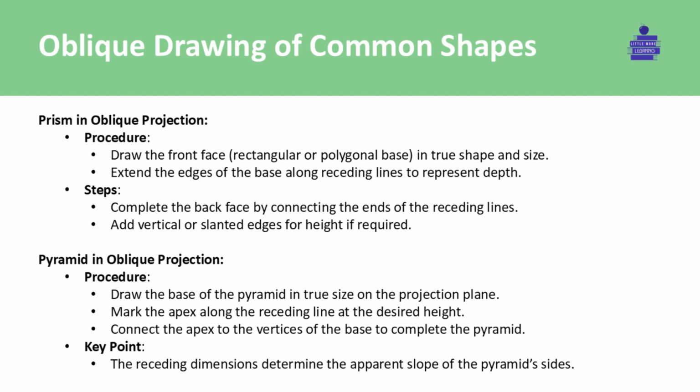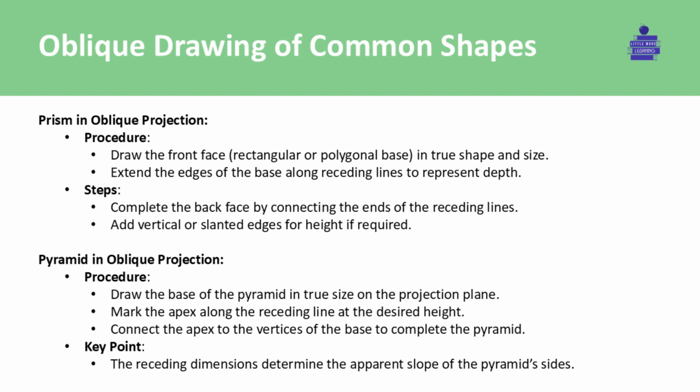Moving on to prisms and pyramids in oblique projection, we're dealing with shapes that combine straight edges with various faces. When drawing a prism, imagine starting with its front face, perhaps a rectangle or polygon, drawn exactly as it appears in reality. Then, we extend the edges back at our chosen angle to create depth, like stretching a rubber band. The trick is maintaining parallel lines where needed. Think of it as following the grain in a piece of wood.